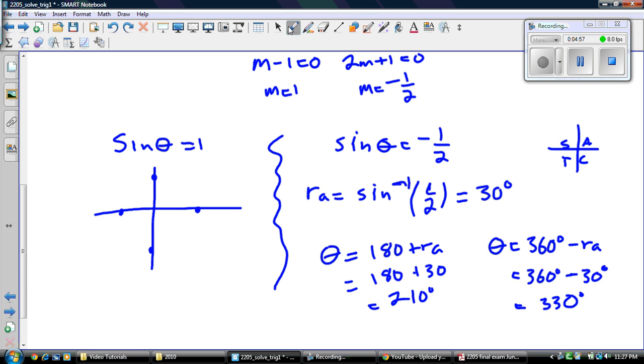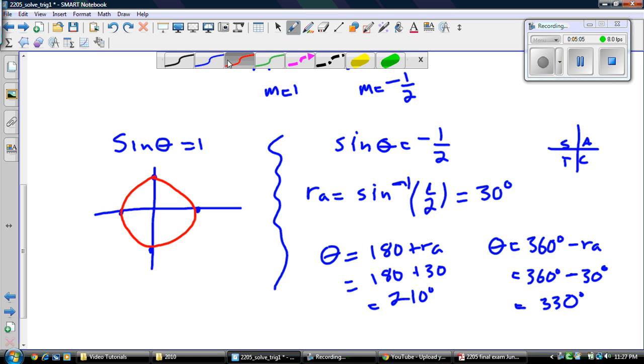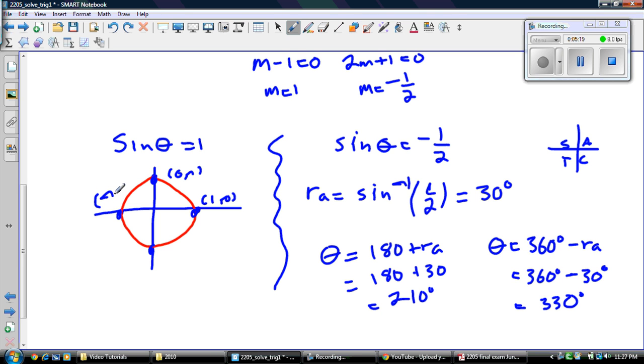If we have the unit circle in there like this, we've got our 4 points on it. Our 4 points are: this one is (1, 0), this one is (0, 1), this one is (-1, 0), and this one is (0, -1). Also recognize, guys, that x is cos, y is sine.